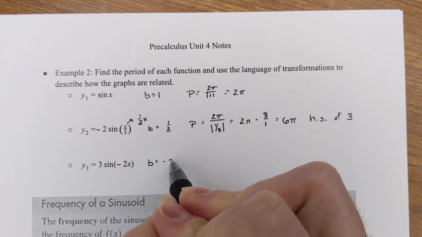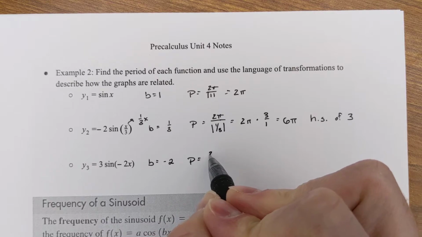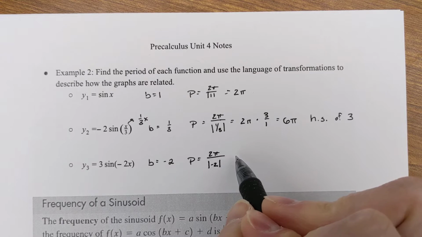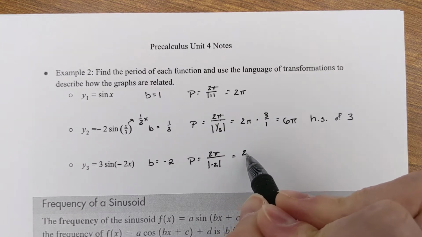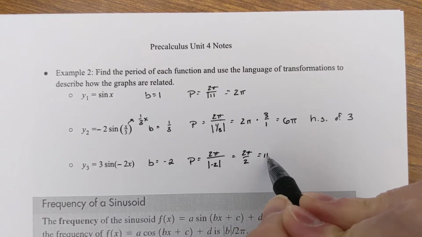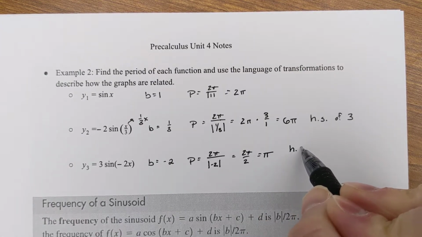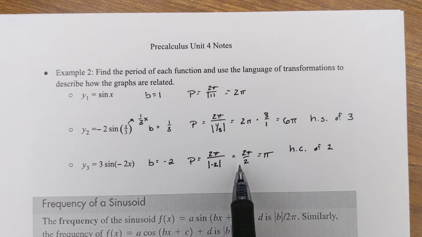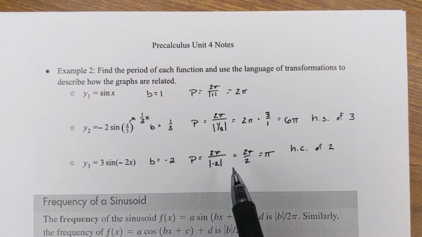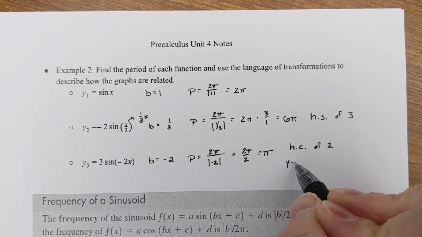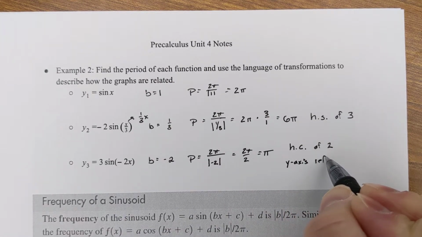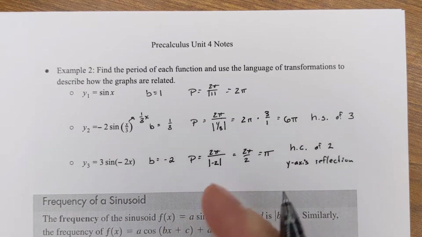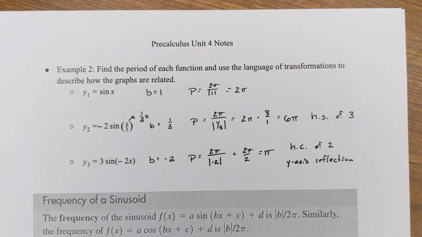For this one, my b value is -2, so the period is 2 pi over the absolute value of -2. So this would be 2 pi over 2, which is just pi. So this is a horizontal compression of 2, or a stretch of 1/2, if you want to think about it that way, the reciprocal. It's also a y-axis reflection because of that negative in front of the 2. So this graph will be mirrored left to right and compressed.